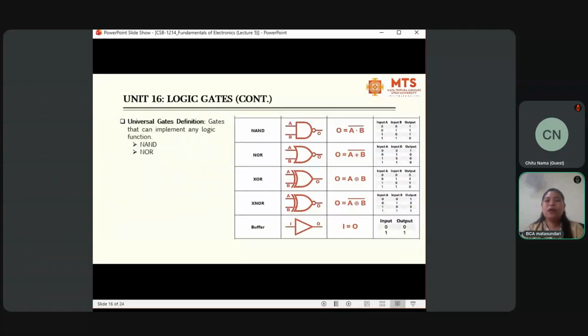Next, continuing logic gate, universal gates. Let's understand first what are the universal gates. Gates that can implement any logic function, that are NAND and NOR, are always called universal gates. Here NAND, NOR, XOR, XNOR, buffer. The diagram and symbol of logic gate are also given here. In NAND, you see again A dot B complement. Here complement is there now.